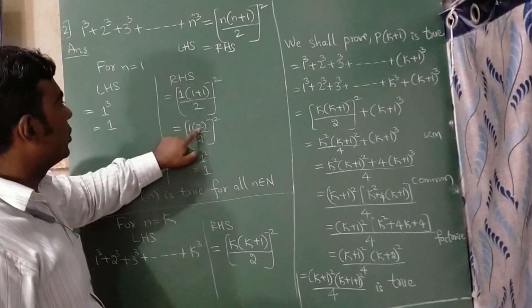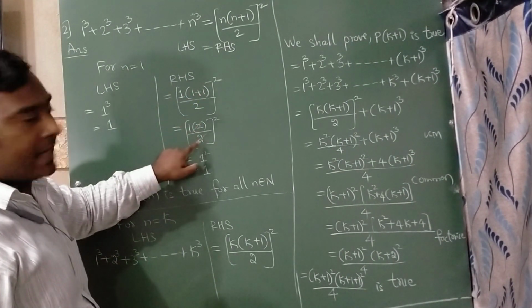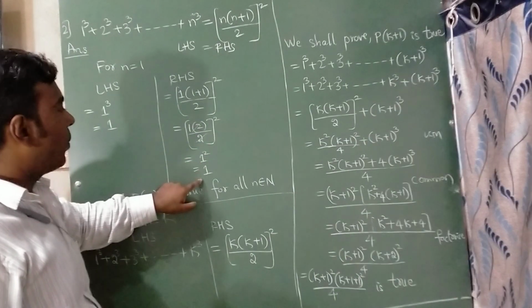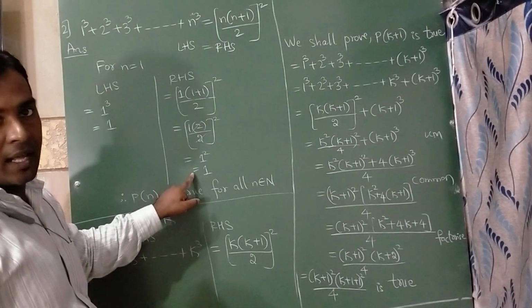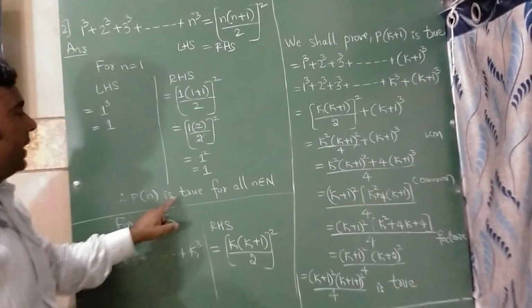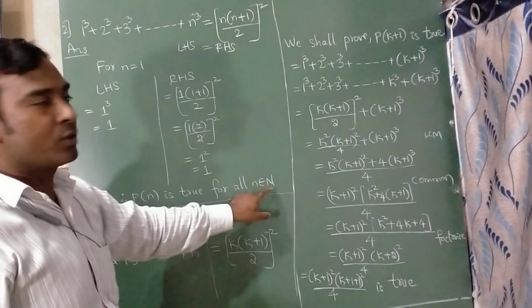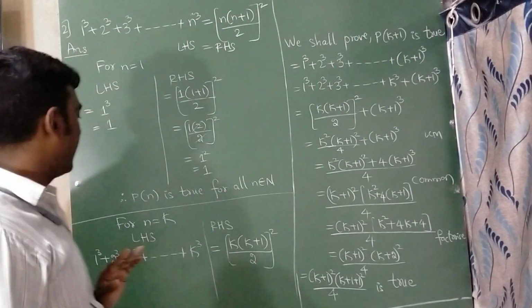1 plus 1 is 2. So 2 divided by 2 get cancelled. So 1 square is again a 1. So LHS is equal to RHS. Therefore P of n is true for n belongs to N, that is natural numbers.